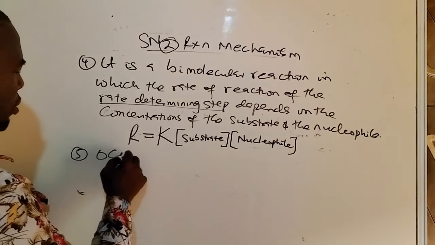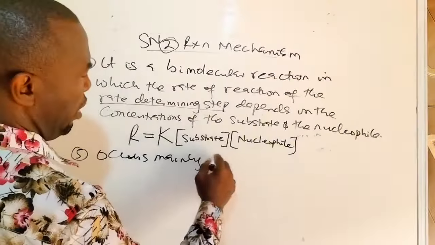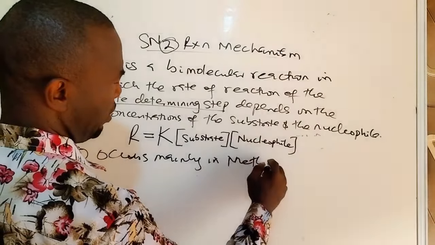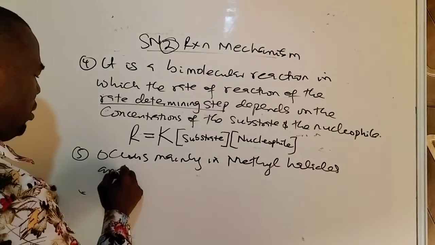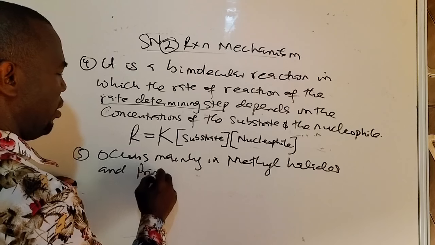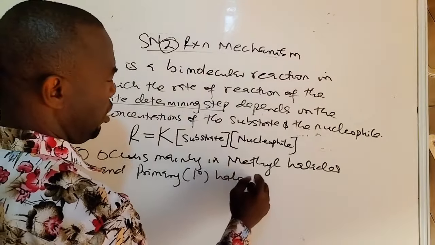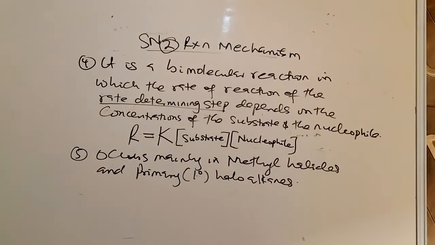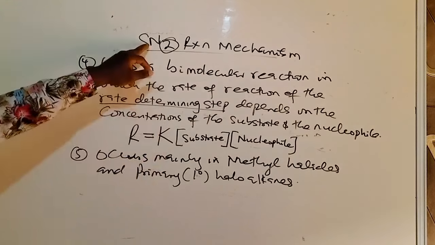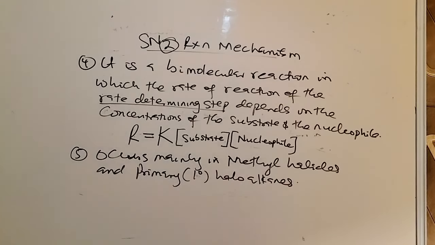it occurs mainly in methyl halides and primary or 1-degree haloalkanes. We'll explain what is meant by primary haloalkanes and then the simplest haloalkane called methyl halides. So SN2 reaction is witnessed mainly in primary alkyl halides and also methyl halides.